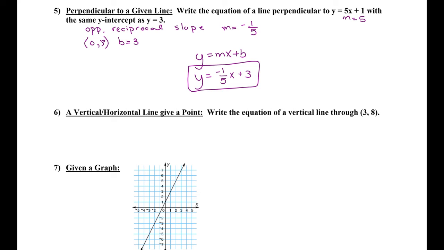Number 6 asks us to write a vertical or horizontal line at a given point. Here we're writing the equation of a vertical line through (3, 8), so we need to remember that for a vertical line, use the word VUX, which means that the equation is going to be x is equal to, and you're going to use the x value of whatever point it gives you. So in this case, x equals 3.